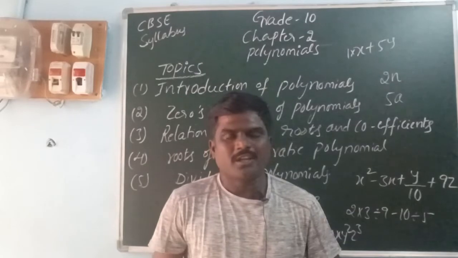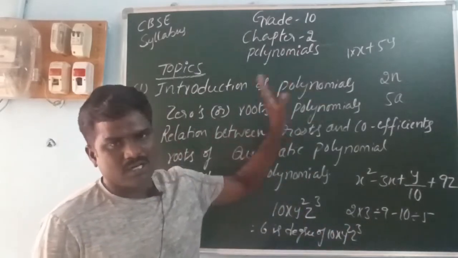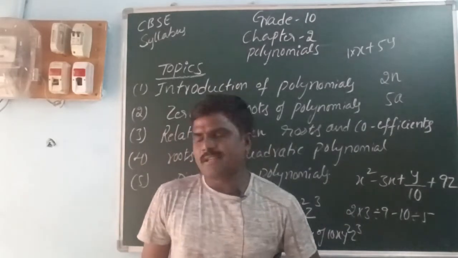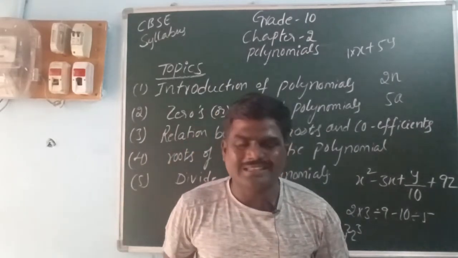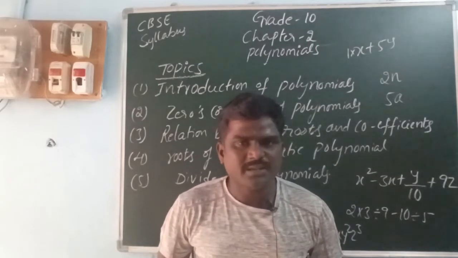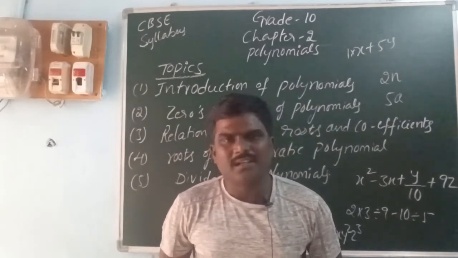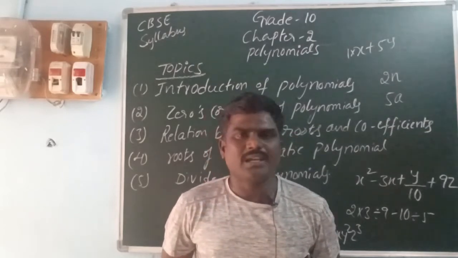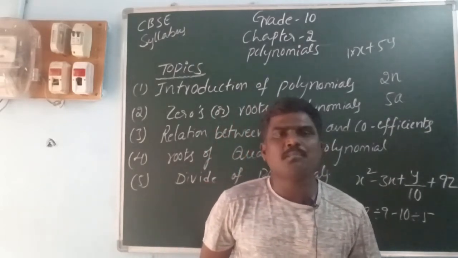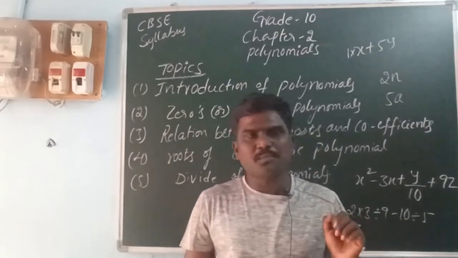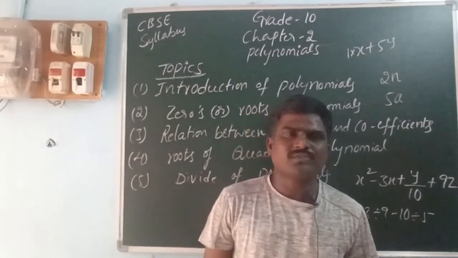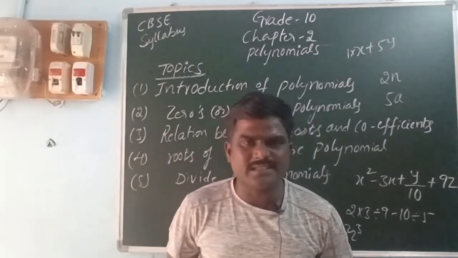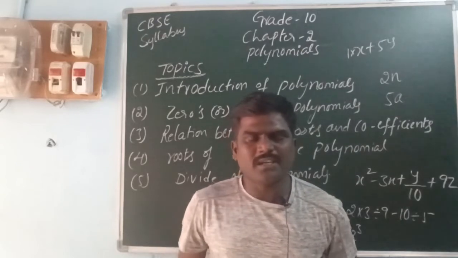Okay, next, polynomial. So now the chapter heading is polynomial. What is the definition of polynomial? The degrees of the terms of an algebraic expression are non-negative integers or whole numbers. That algebraic expression is called a polynomial.